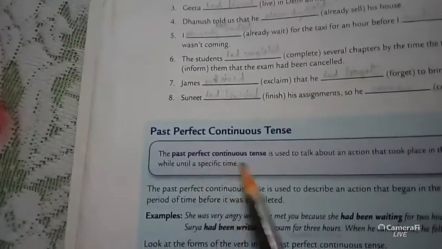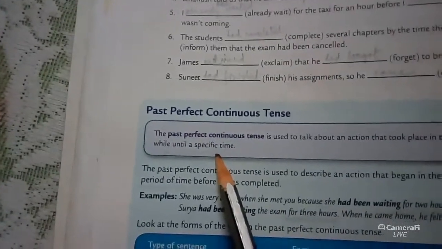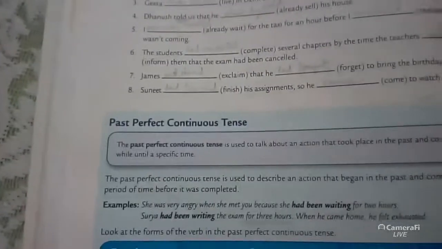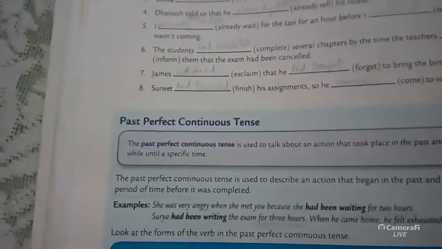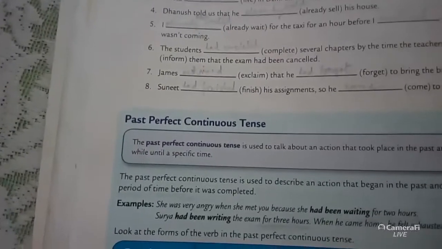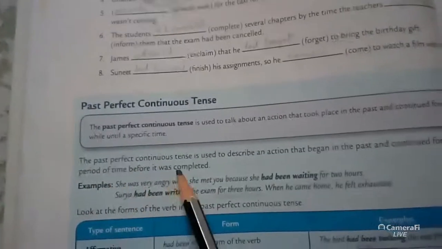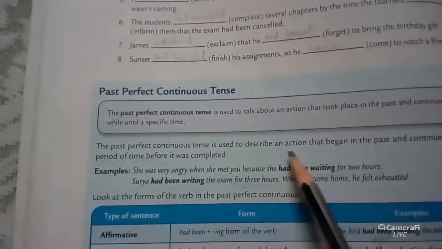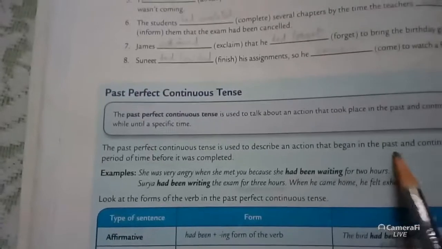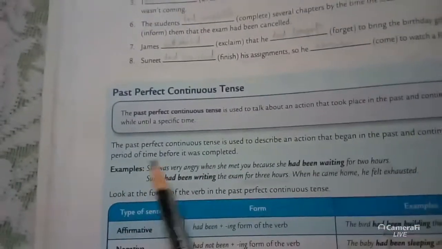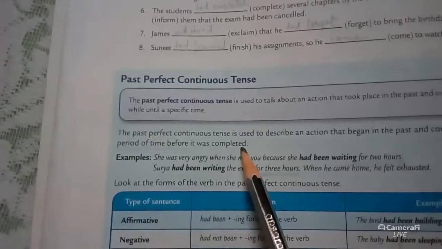So students, follow it. Past perfect continuous tense. The past perfect continuous tense is used to talk about an action that took place in the past and continued for a while until a specific time. That means the action took place in the past and continued for a specific time in the past. It is used to describe an action that began in the past and continued for a period of time before it was completed.